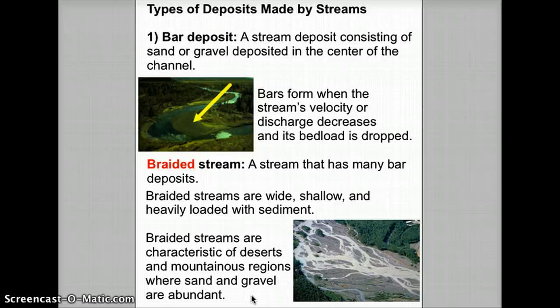On the next couple slides, we are going to talk about different deposits that are made by streams. These are things that add land. They're constructive forces because we're building up the land that's currently there. The first type of deposit made by a stream is called a bar deposit. This is simply sand or gravel that has been deposited into the center of the channel.